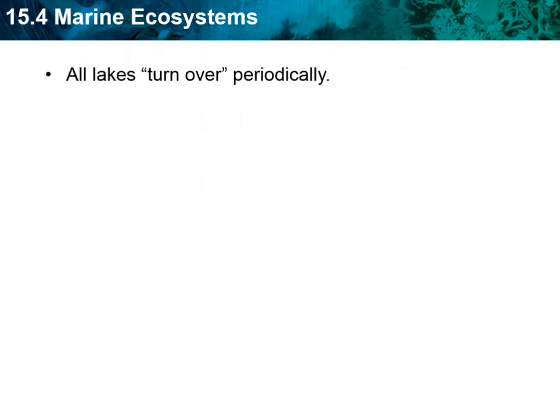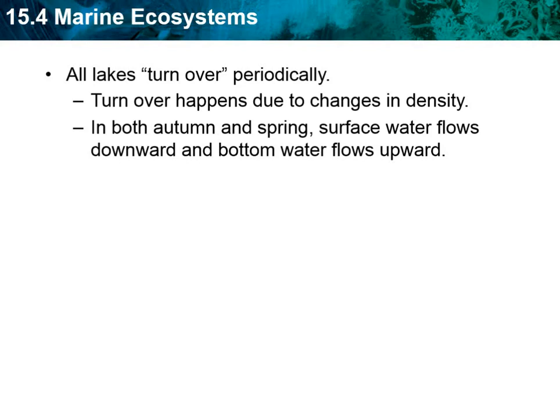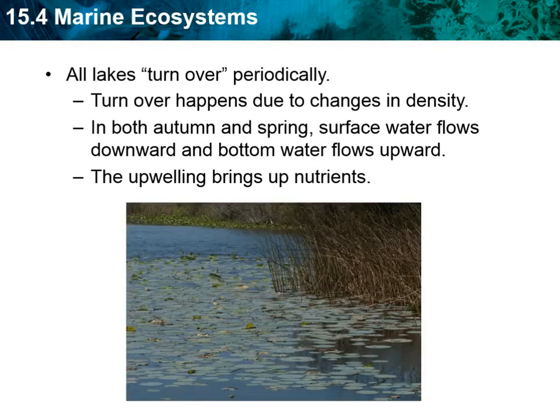So all lakes turn over periodically. Turnover happens due to changes in density in both autumn and spring. Surface water flows downward and the bottom water flows upward. So that's what it means to turn over. So that upwelling brings up nutrients for the organisms that are living in these freshwater ecosystems. That's because of the change in the temperature that causes that to happen. So that is the end of the notes for chapter 15 and the end of the notes for sections 4 and 5.